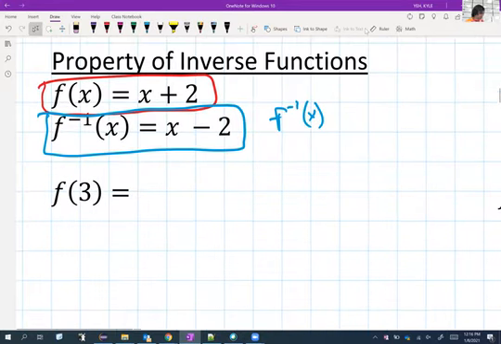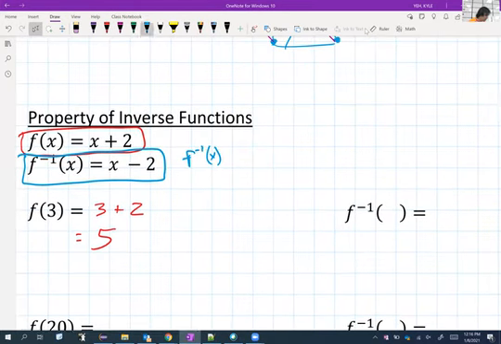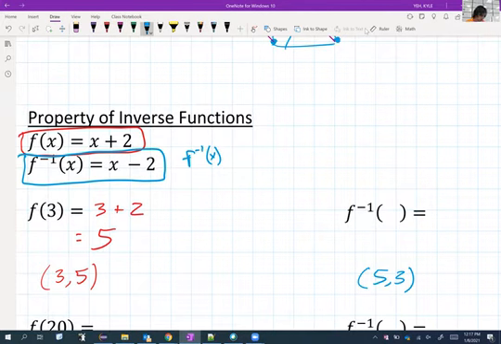Well, just based on this, f of 3, if we're plugging 3 into the f function, that gives us 3 plus 2, so f of 3 equals 5. Well, then that means the property that I'm talking about is, this is saying that 3 comma 5 is a point on this function. What is the corresponding point in the inverse function? The corresponding point should be 5 comma 3. We know that from above. So that means f inverse of 5 needs to equal 3.